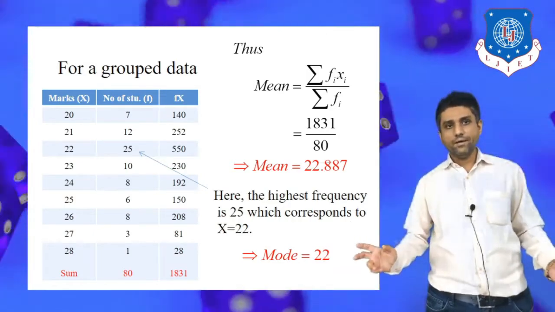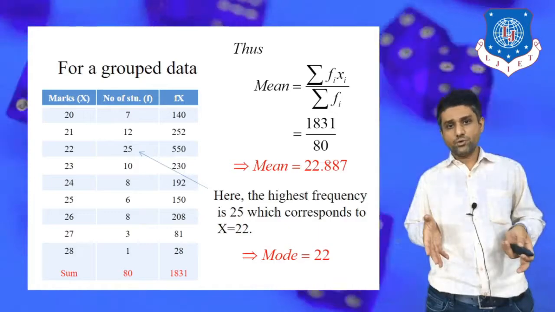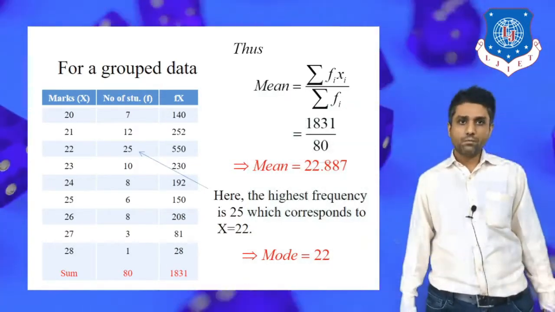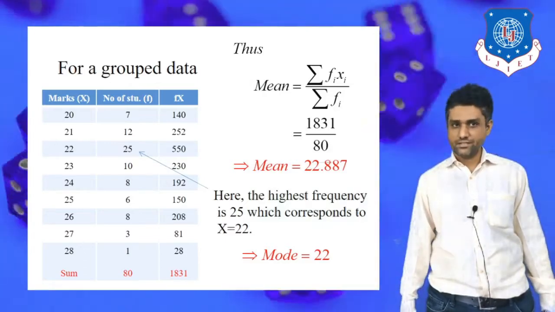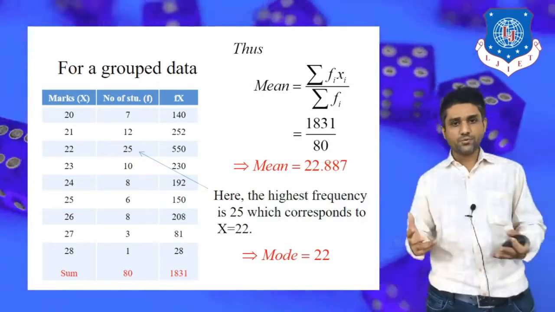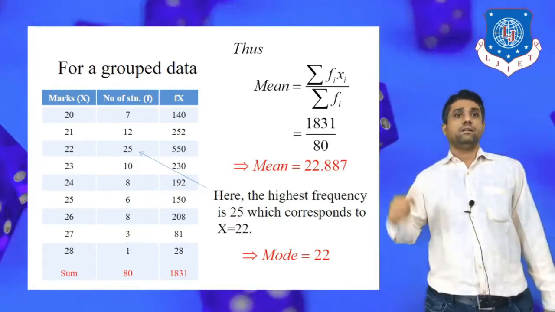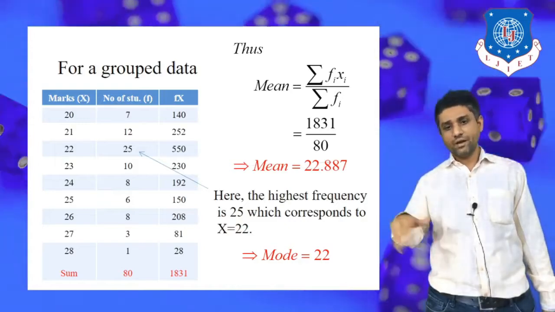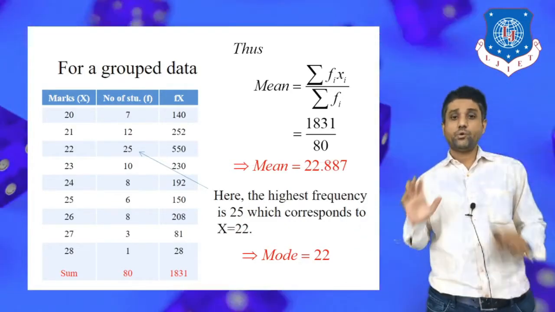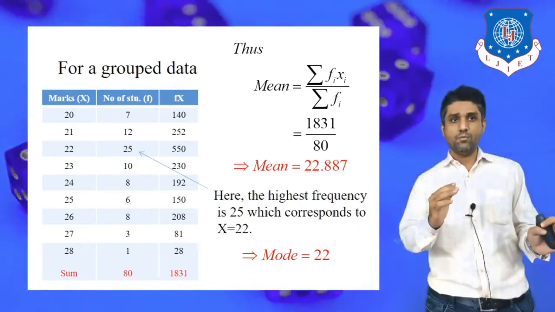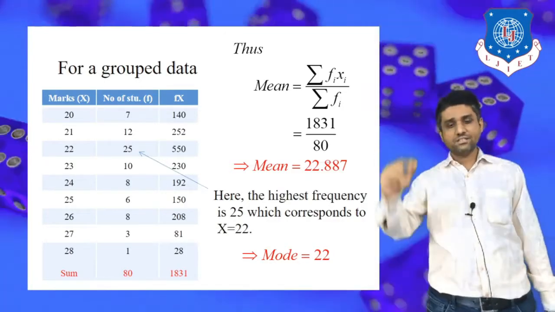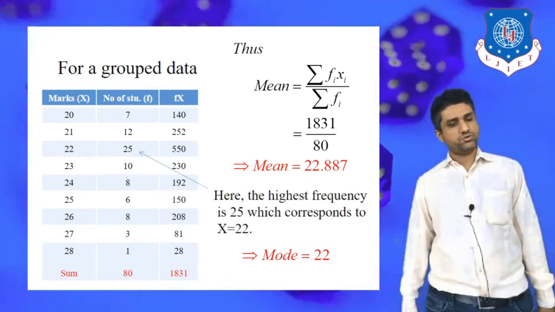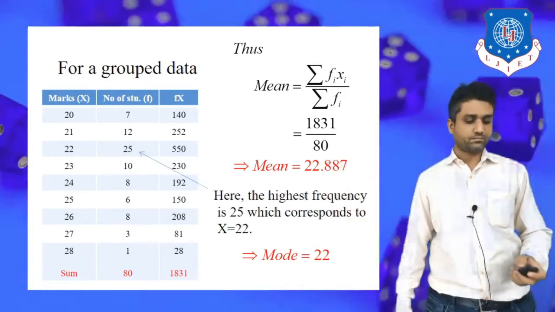And the sum of fi, that is the total number of students, is 80. So we get the mean as 22.887. Next, to calculate the mode, we look for the highest frequency. In the table, 22 marks is obtained by the highest number of students. 25 students got 22 marks, and 25 is the highest in the frequency table. The corresponding value of xi is 22, so the mode is 22.